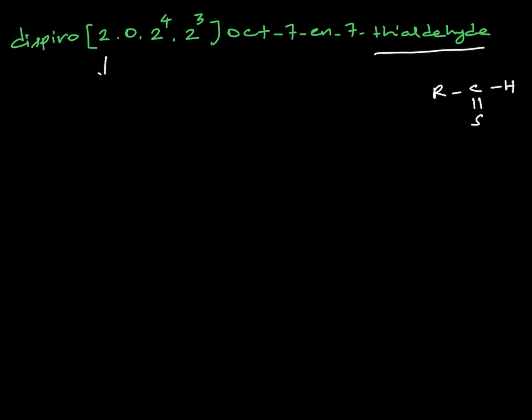So this 2 plus 1 means we have a 3-membered ring first. So let's write down the 3-membered ring. So 1, 2, 3. And then this 0 basically means that 2 spirocarbons are directly attached. So that's 4. And then these two basically means that again we have a 3-membered ring which is at 4 position. So that's why superscript 4.